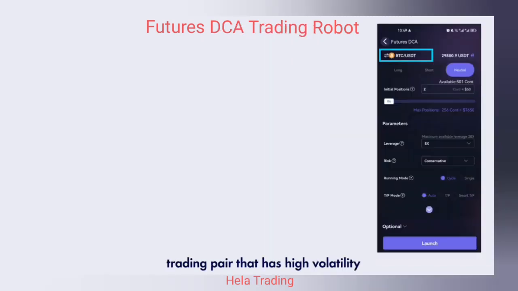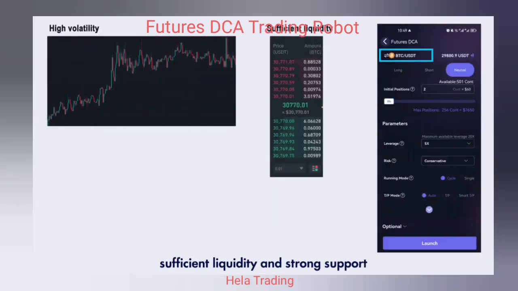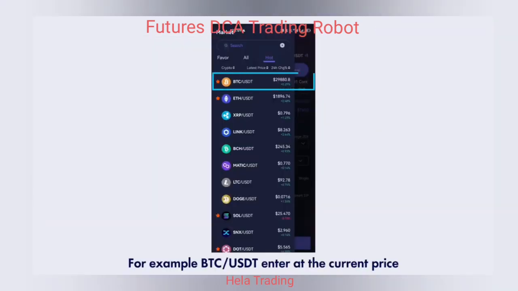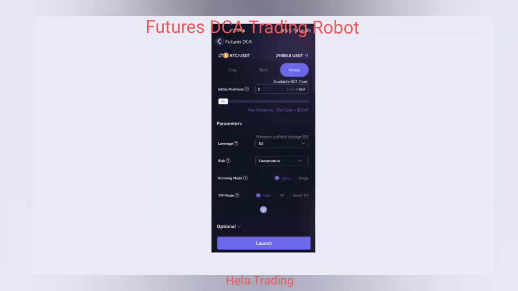We need to find a suitable trading pair that has high volatility, sufficient liquidity, and strong support. For example, BTC USDT, enter at the current price. Next, let's decide the order's direction.